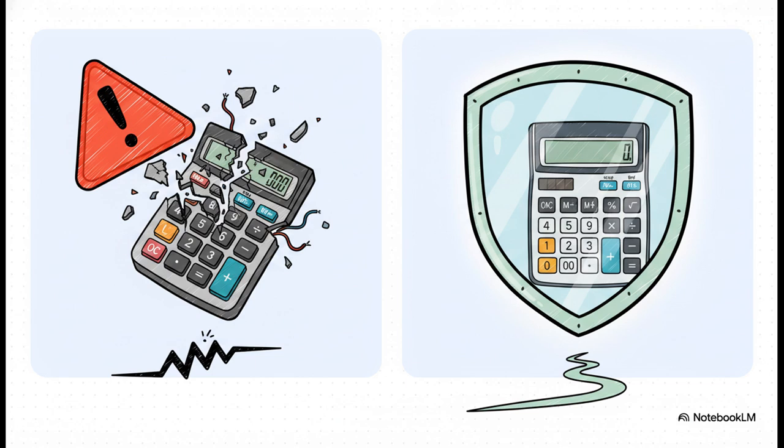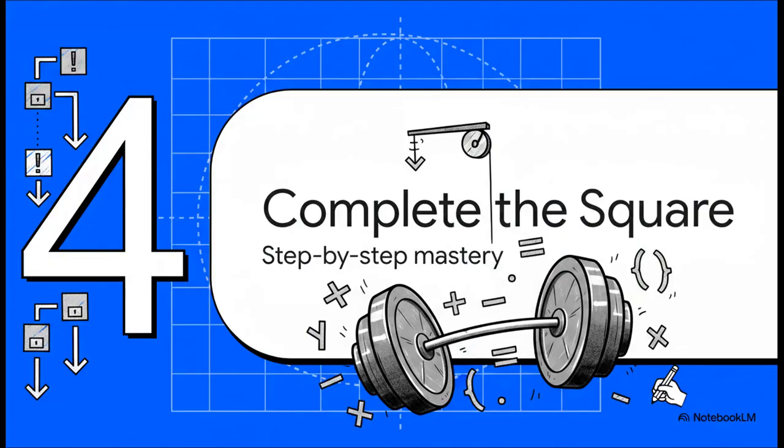Write it out explicitly. Which brings us to part 4, completing the square safely, step-by-step mastery. Completing the square is a heavy lifter that requires really careful, explicit algebraic steps so you don't accidentally drop any terms along the way.